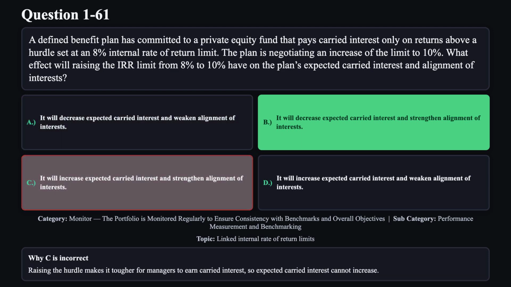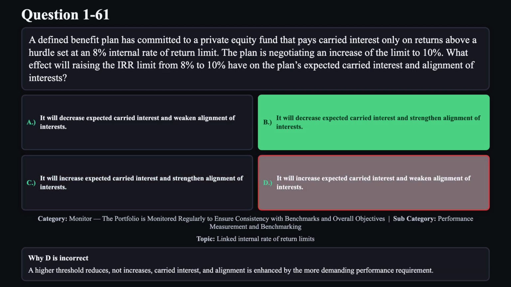Reason C is not correct. Raising the hurdle makes it tougher for managers to earn carried interest, so expected carried interest cannot increase. Reason D is not correct. A higher threshold reduces, not increases, carried interest, and alignment is enhanced by the more demanding performance requirement.